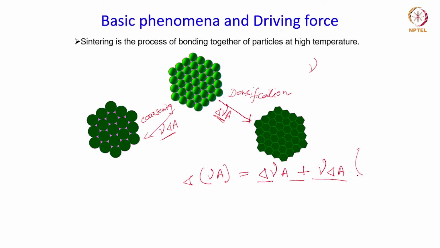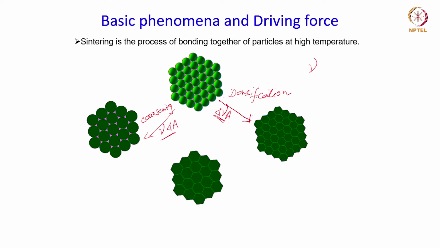Right, so this process of densification and coarsening will essentially lead to a decrease in the total surface energy of the system. Okay. So when sintering finally occurs, in the sintered compact both of these phenomena will take place, okay, and that can be seen from this diagram as well.